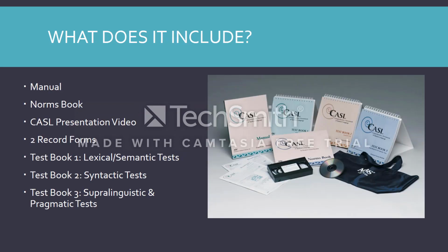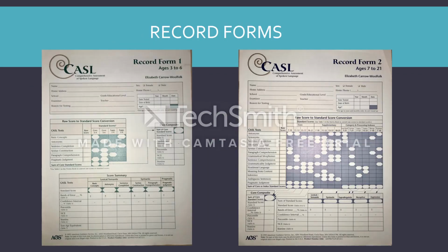The CASL includes a manual, a separate norms book, a presentation video, 2 record forms, a test book 1, which contains lexical and semantic tests, test book 2, which has syntactic tests, test book 3, which has supralinguistic and pragmatic tests. These are the record forms. Record form 1 is used for ages 3 to 6, and record form 2 is used for ages 7 through 21.